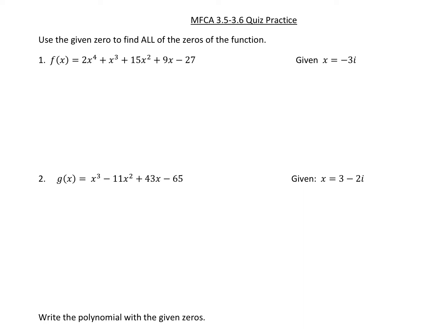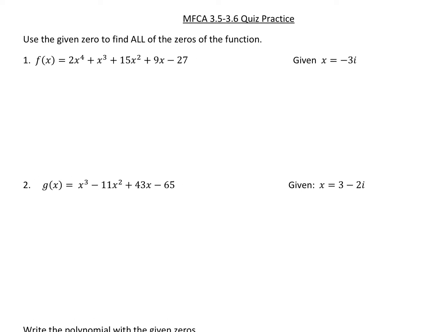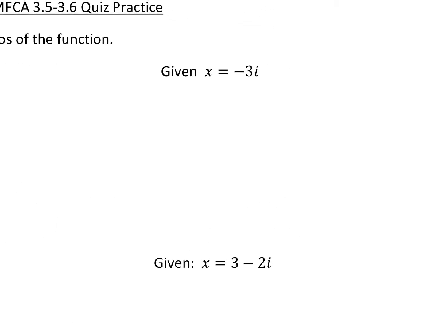For number 1, you have f of x is equal to 2x to the 4th power plus x cubed plus 15x squared plus 9x minus 27. You're given that x is equal to -3i. i is an imaginary number, which means there is a conjugate to it. That means this is not the only root given to you. You also have x is equal to positive 3i, because the conjugate of -3i is positive 3i.